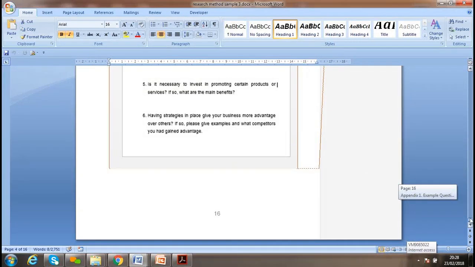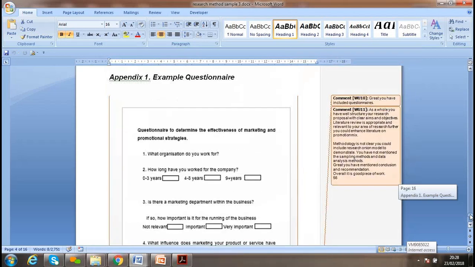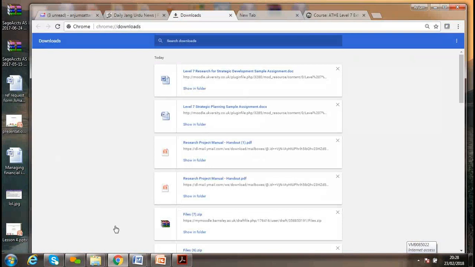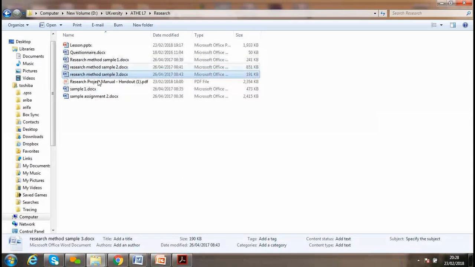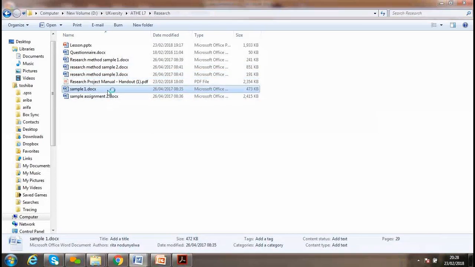You see there the questionnaire, and there is feedback there as well on which sort of things need to be improved or not. But these are the proposals. You can look around, and by looking at these, you can make your own proposal as well.